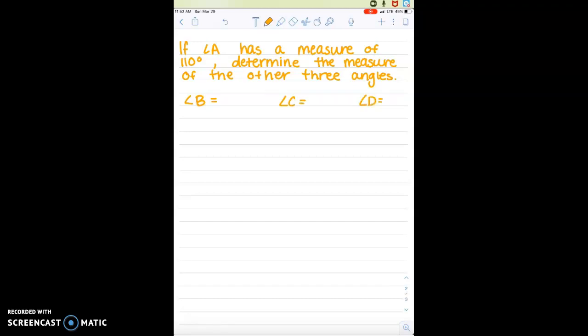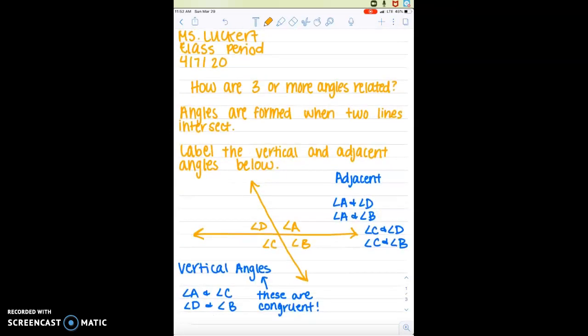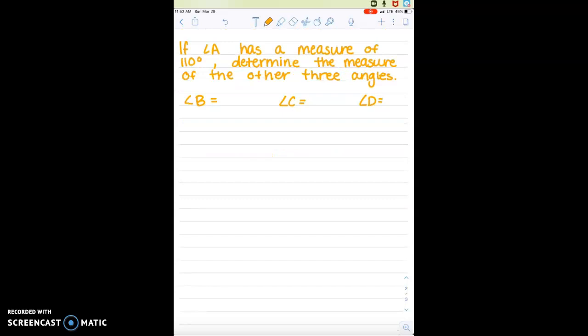And I'm going to redraw the model we drew on the first page. I'm looking back because I couldn't remember what it looked like. We're going to talk about it really quick as soon as I get it drawn, just so I can really hit home how you find adjacent angles versus vertical angles, because I want you to be able to understand the difference between them.